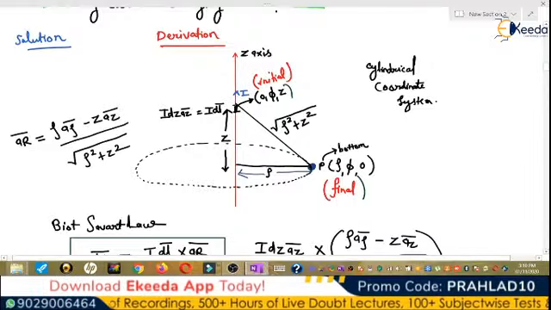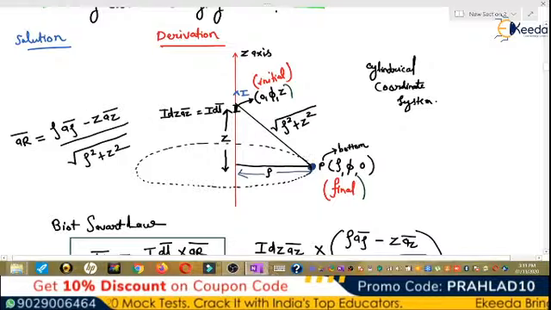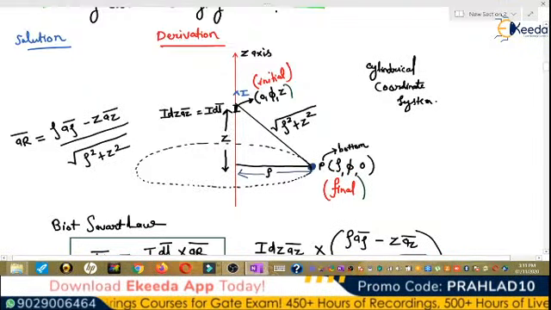The current carrying element is I dl vector, which is I dz az vector. So we can solve the distance between this current carrying element and point P. It is under root of rho square plus z square, and aR vector is final minus initial by magnitude. So it is rho a rho minus z az by under root of rho square plus z square.